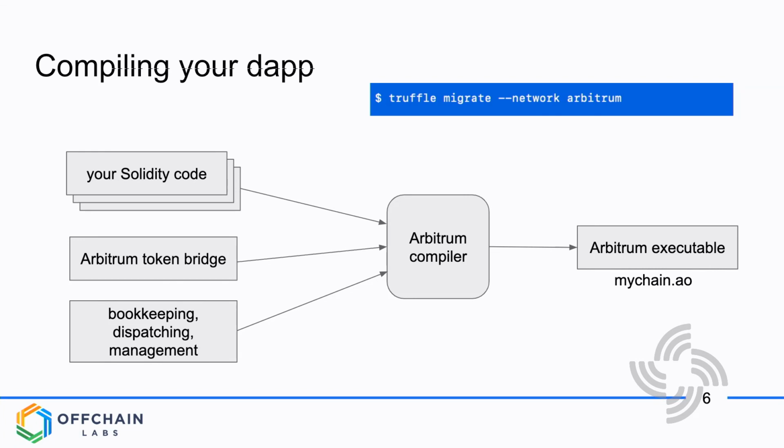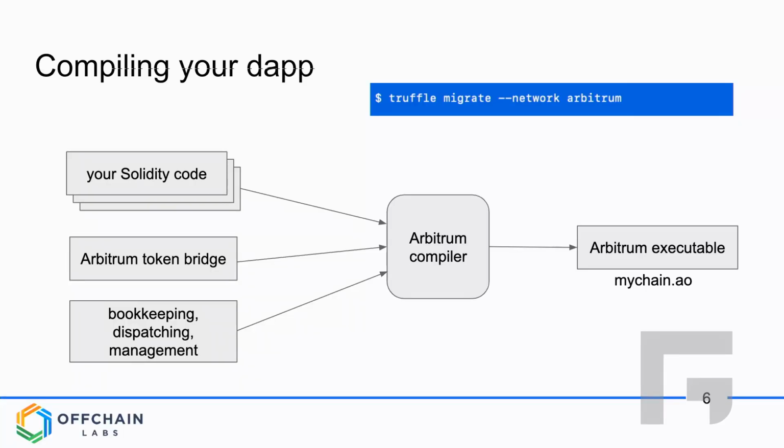Now, when you do this compilation, we also include into your executable a few other things. We include, first of all, the Arbitrum token bridge. This is a mechanism for easily moving ETH and ERC20 and ERC721 tokens in and out. So a user can transfer tokens, deposit tokens into your chain. They can withdraw tokens from your chain, and we provide the contract and protocol support for that automatically. We'll link it in with your contract automatically, and we provide a nice front end that I'm going to show you later for that functionality.